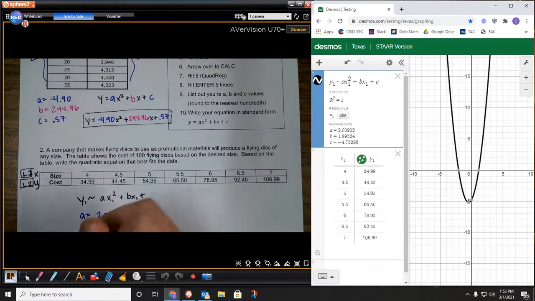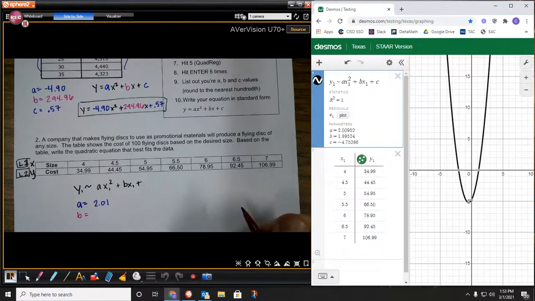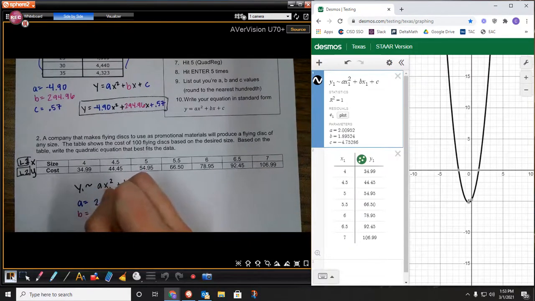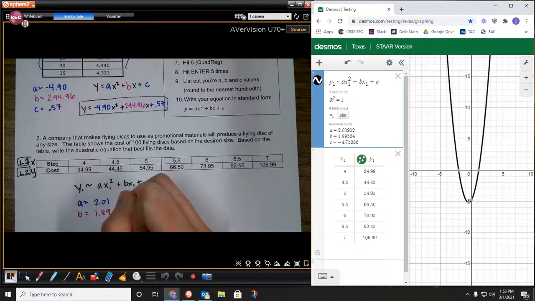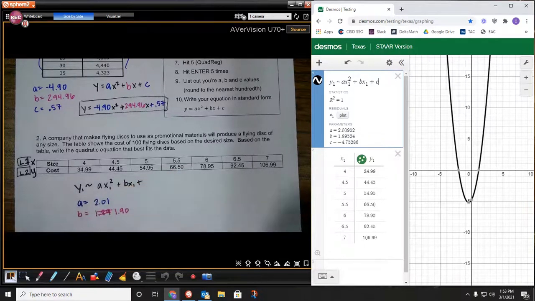Our b value is 1.895. So that's going to round up to 1.90. And then our c value is negative 4.75. All right, so our c value is at negative 4.75.